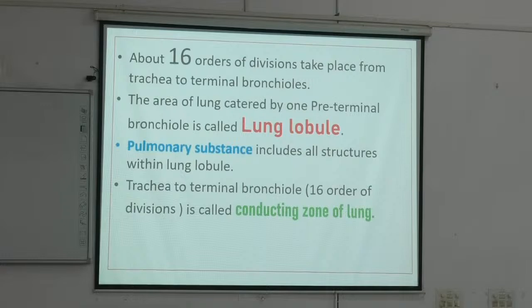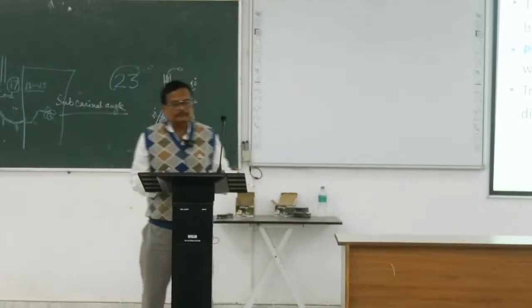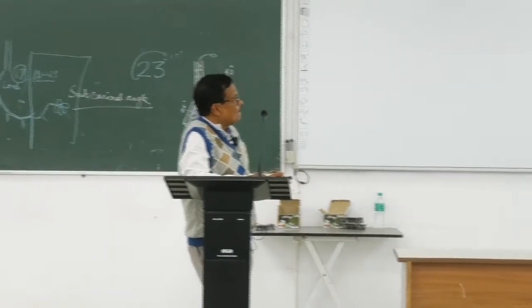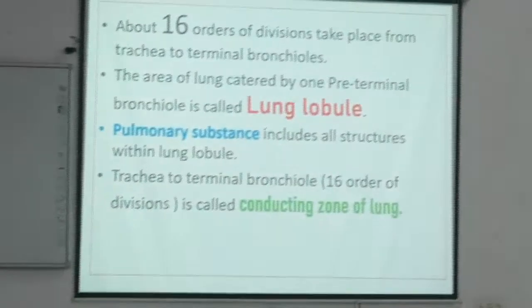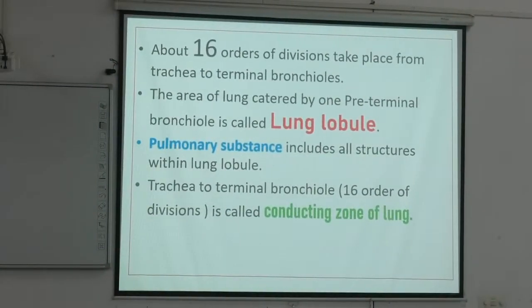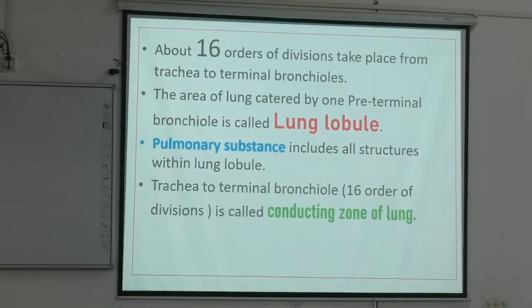Trachea to terminal bronchiole, 16th order of division is called conducting zone of lung. এই লাস্ট লাইনটা ইম্পর্টেন্ট, trachea to terminal bronchiole, 16th order of division is called conducting zone of lungs. ওই লাং লোবিল ছাড়ো, ও যারা অনার্সের জন্য পড়বে তাদের লাগবে, বা গোল্ড মেডেল। শুধু লাস্ট লাইনটা লেখো, ট্র্যাকিয়া টু টার্মিনাল ব্রঙ্কিওল, 16th order of division is called conducting zone of lung.